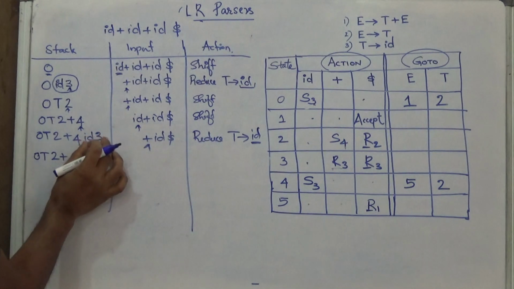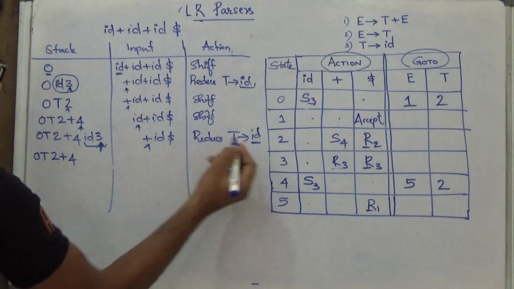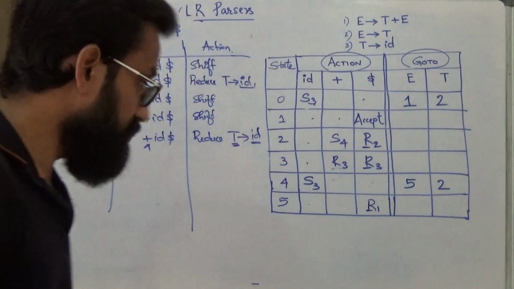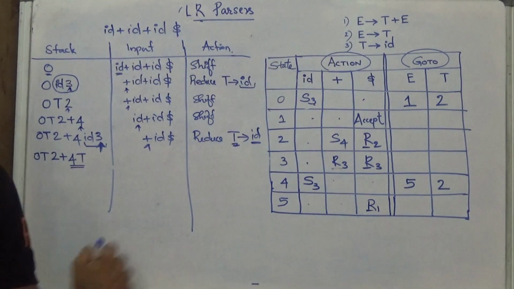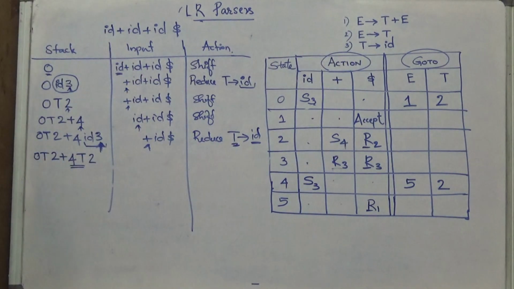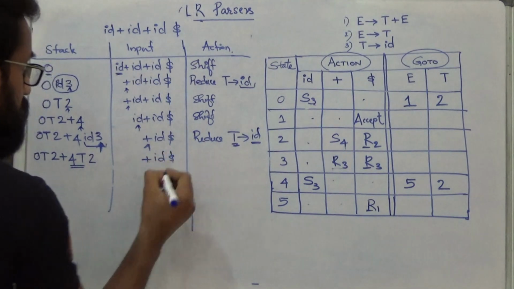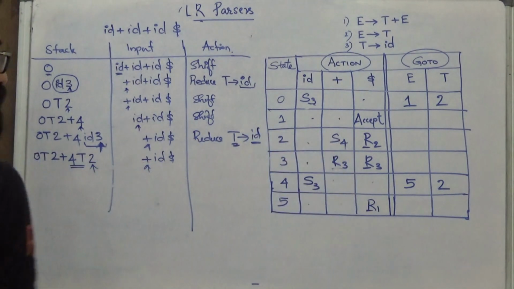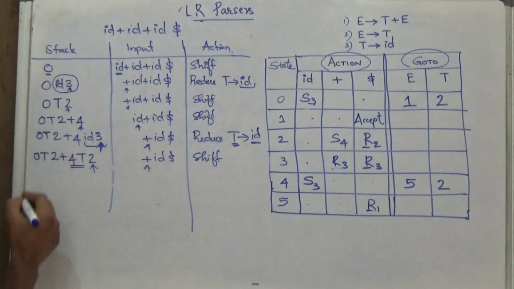During the reduction operation, this ID 3 gets removed and the left hand side of the production, that is T, gets pushed into the stack. As I said, when we perform a reduction operation, you have to execute go to. So what is 4T? 4T is 2, so 2 will be pushed. Now the remaining string is plus ID dollar. What is the next configuration? 2 plus. It will verify 2 plus, which is actually a shift operation.